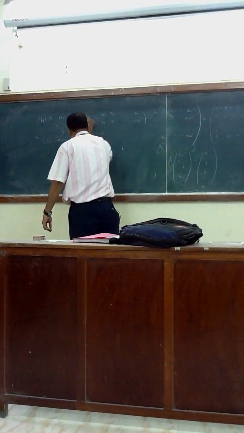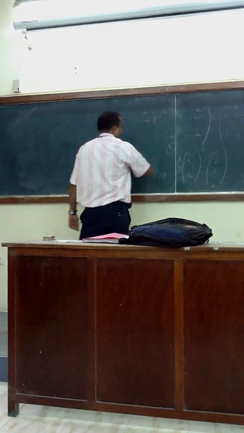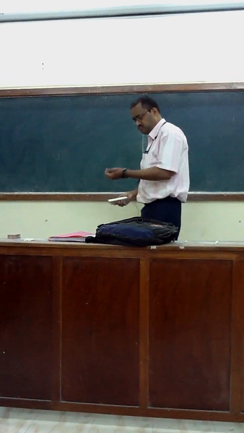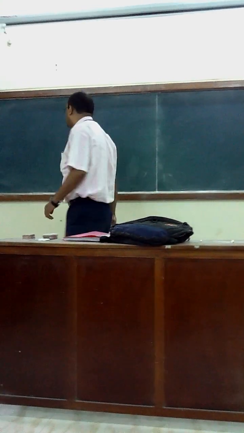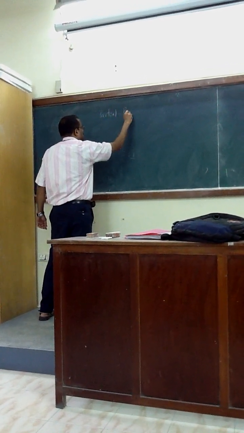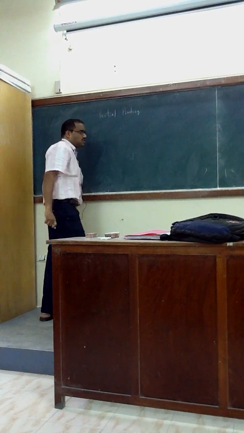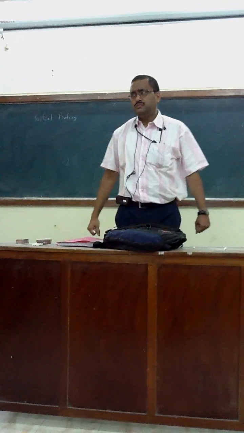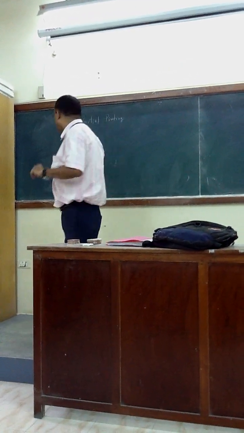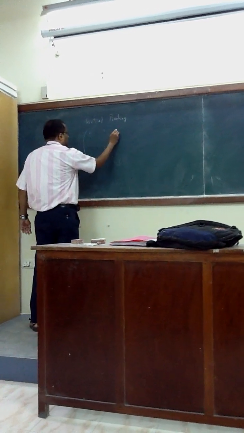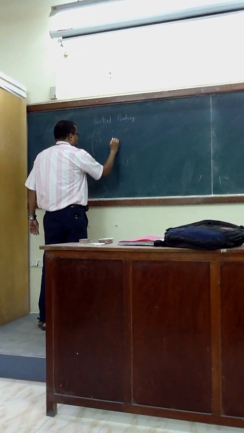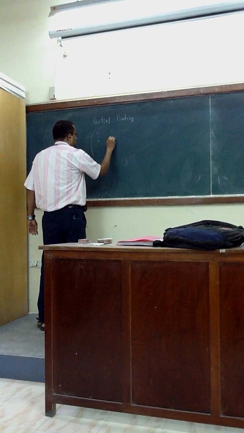Next I would like to discuss something on partial pivoting. Next I am going to discuss partial pivoting. What is partial pivoting? Any idea? For example, we have a system with entries 2, 3, 5, 3.7, sorry, 0.